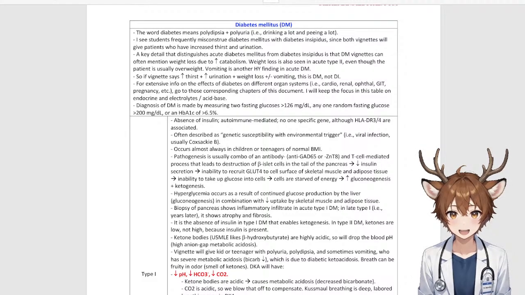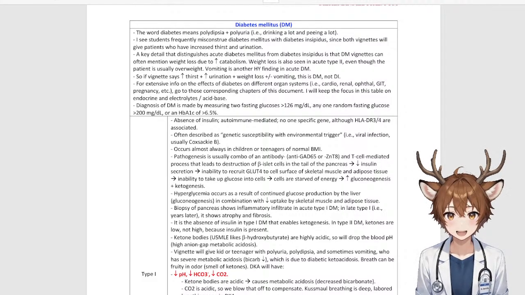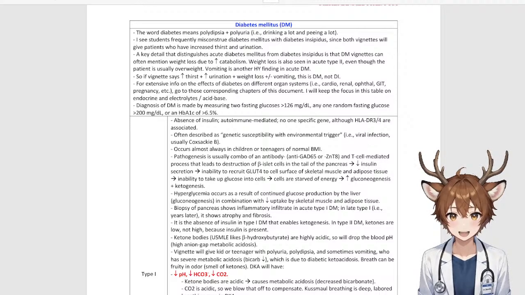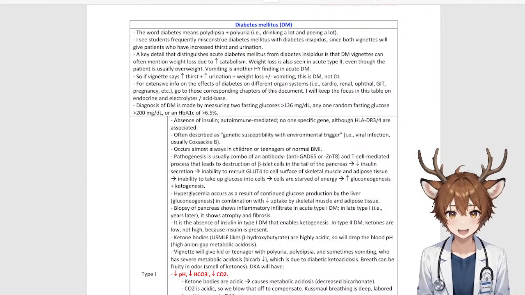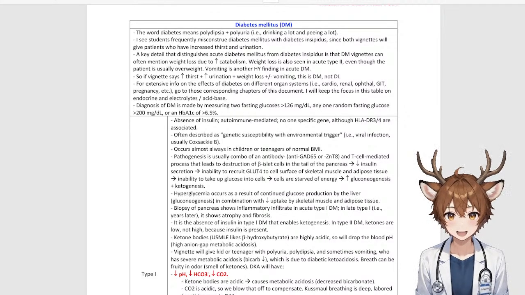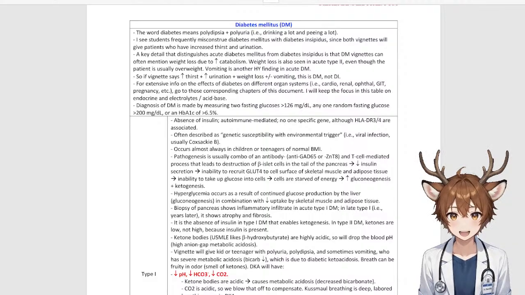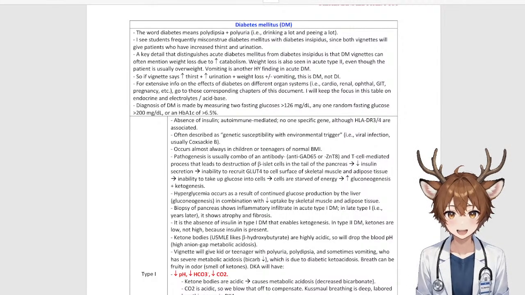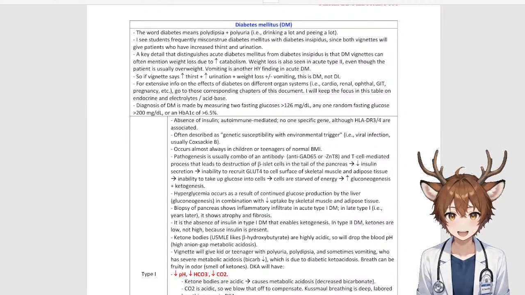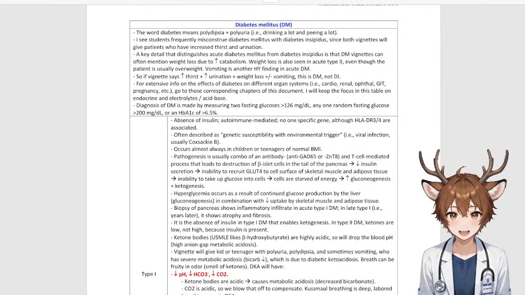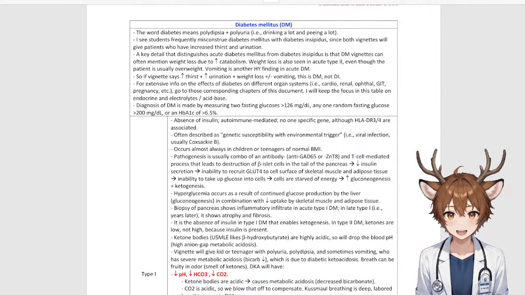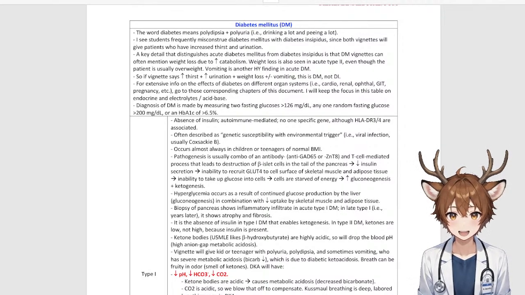Diabetes mellitus, DM. The word diabetes means polydipsia plus polyuria, i.e. drinking a lot and peeing a lot. I see students frequently confuse diabetes mellitus with diabetes insipidus, since both vignettes will give patients who have increased thirst and urination. A key detail that distinguishes acute diabetes mellitus from diabetes insipidus is that DM vignettes can often mention weight loss due to an elevated catabolism.